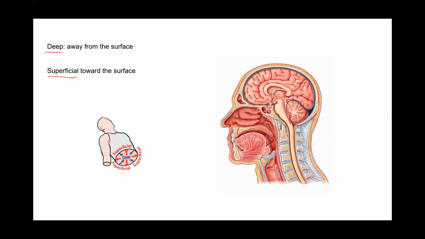Again, we can use these terms in relative or comparative senses. For example, the bones of your skull are superficial to the brain, whereas the skin is superficial to the bone of the skull. Or we could say the bone of the skull is deep to the skin, because the bones of the skull are further away from the surface than the skin is.